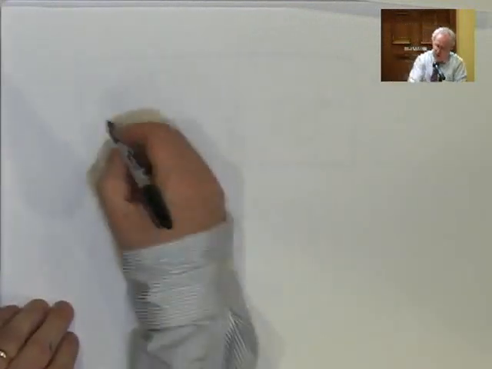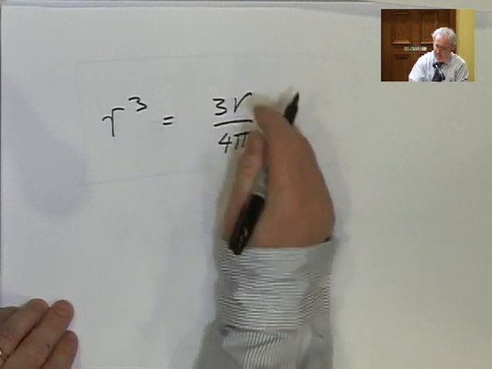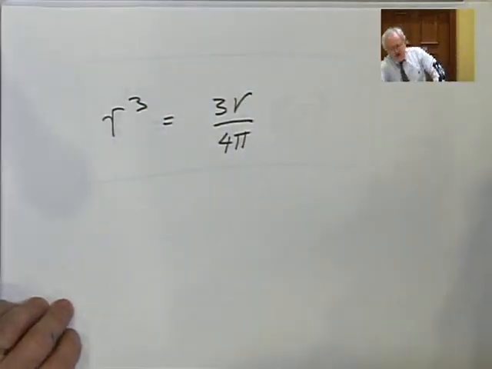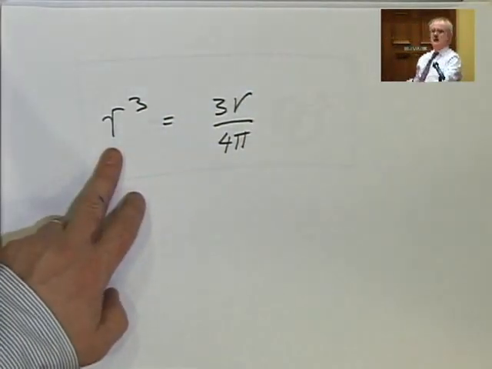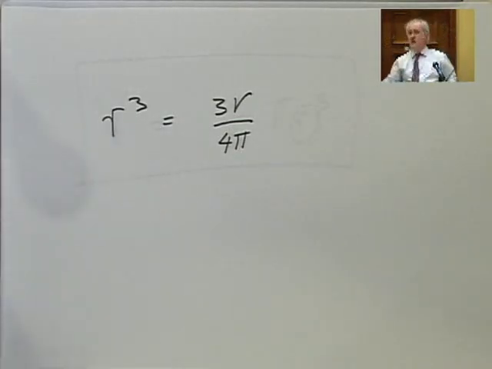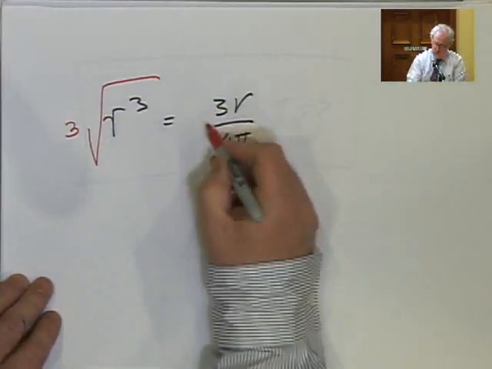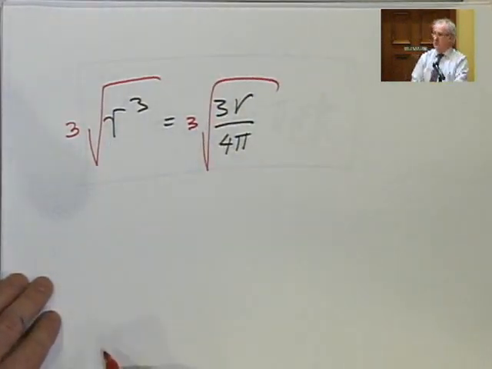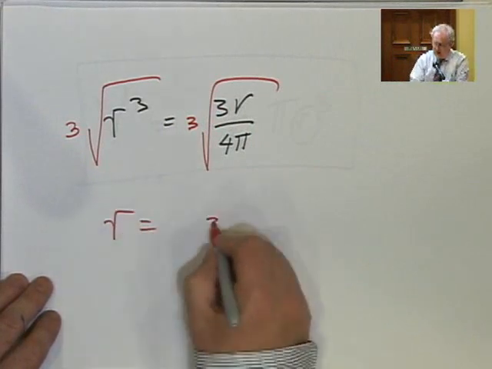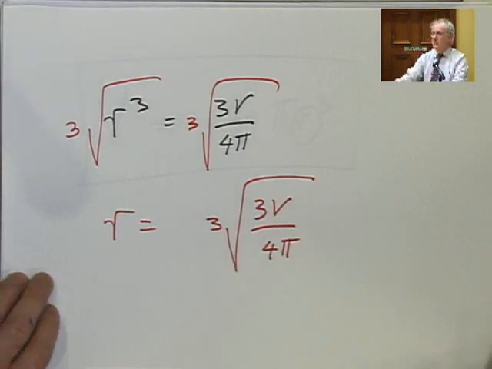We're making progress. We've got r cubed is 3v over 4 pi. But what am I interested in on this side? What would I like that to be? Just r. And how do I get rid of a cube? Cubic root. So r is basically the cubic root of 3v over 4 pi.